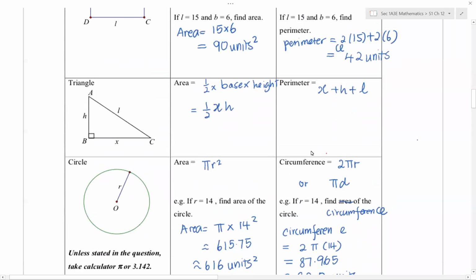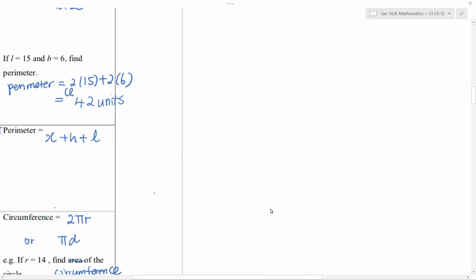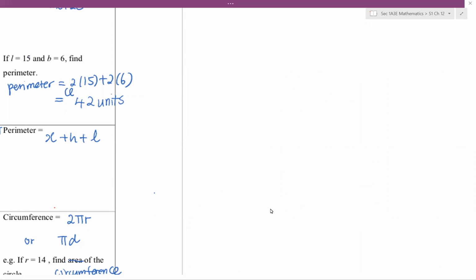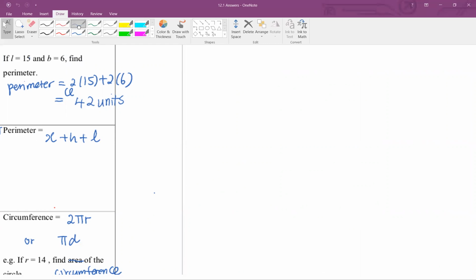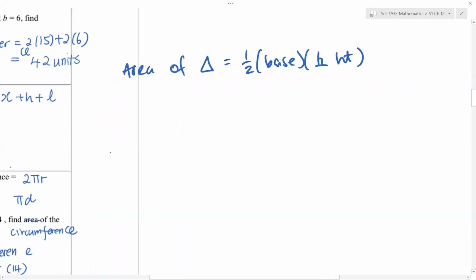Okay, triangle. Realize that a lot of students have a problem finding area of a triangle. Does it shock you? Okay, now, anybody not confident about finding area of triangle? Anybody not confident? Let's take a look. Area of triangle equals to half base and perpendicular height. Right? We all know that.